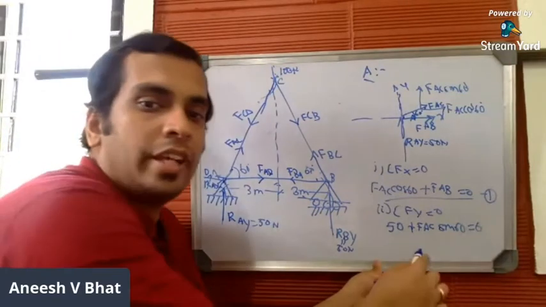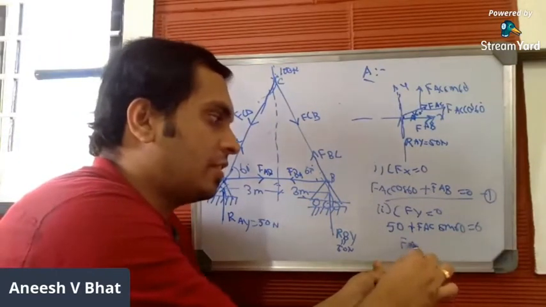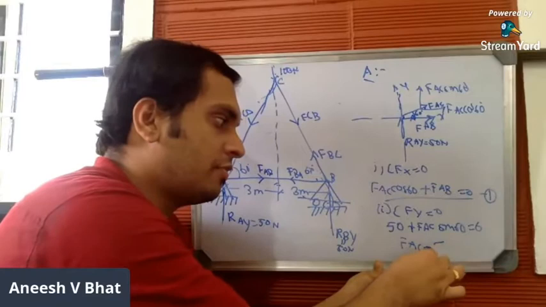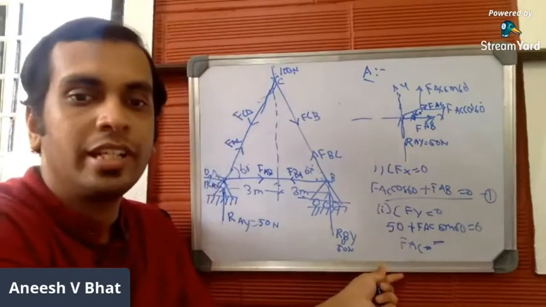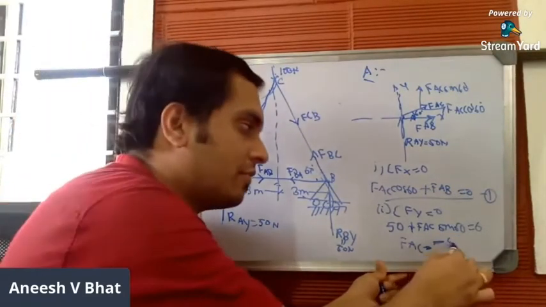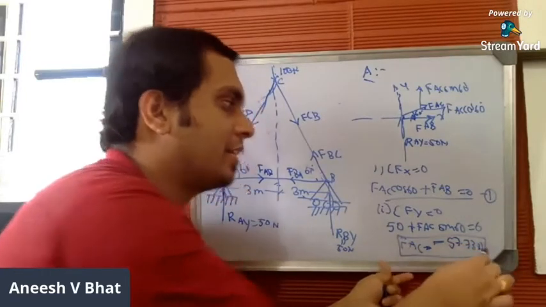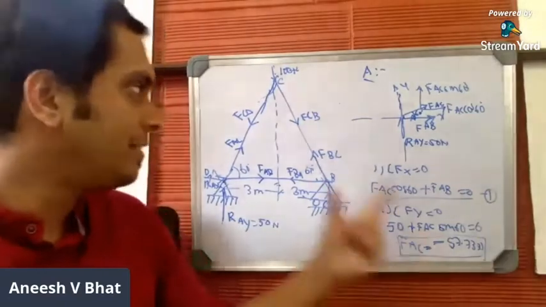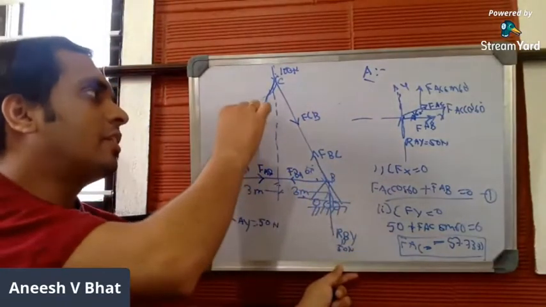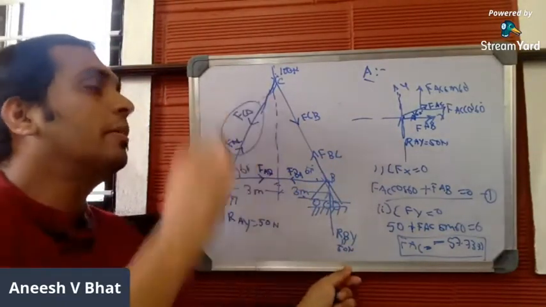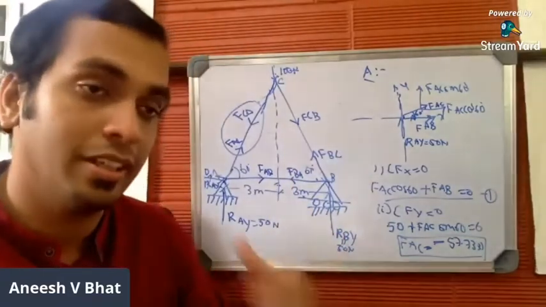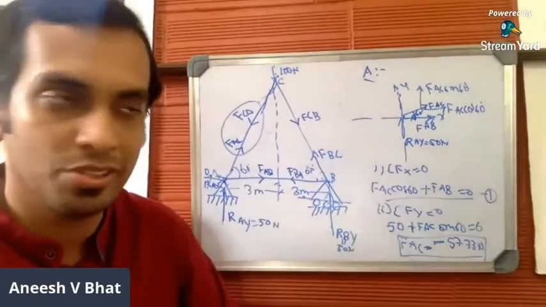So you get the value of FAC as minus 57.73 newtons. What does this minus sign indicate? The minus sign indicates that FAC or FCA is not tensile. Instead, it is a compressive load system.